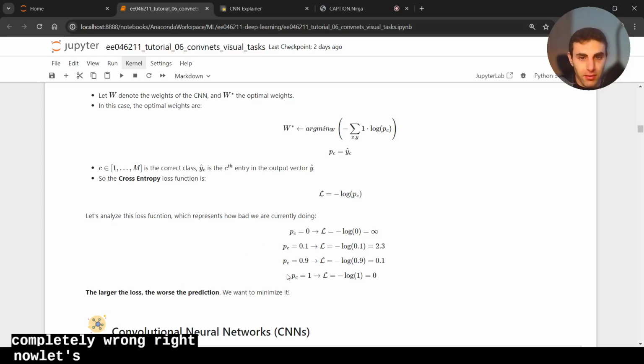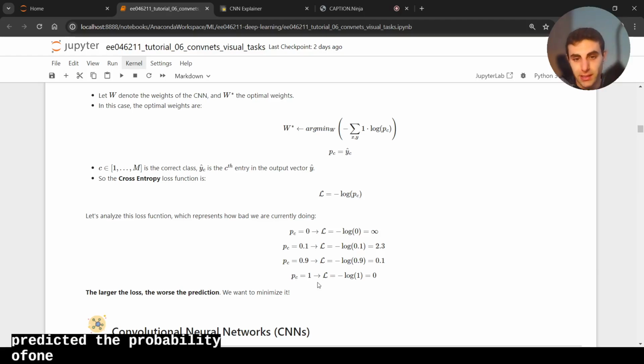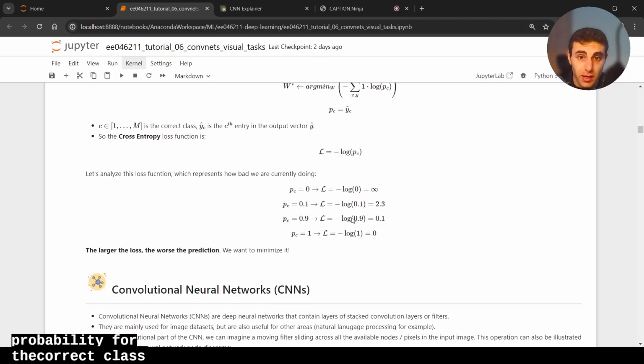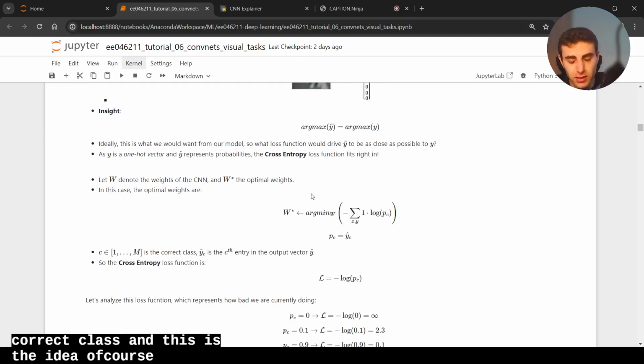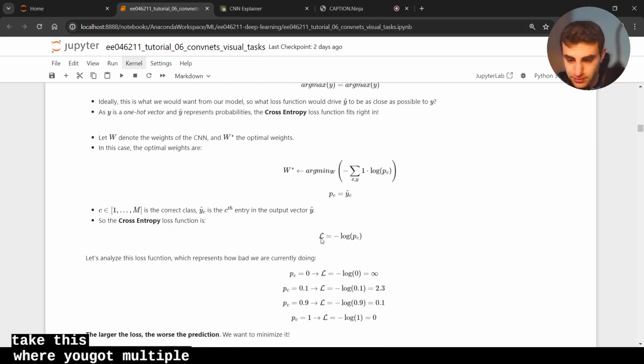Now let's take the other extreme. If your network predicted a probability of 1 for this entry, then the loss is 0, exactly what we wanted. But in practice, we will get something in between. As we get close to 1, the loss is lower, and as we get close to 0, the loss is higher. So you want to push your network to predict a high probability for the correct class. This is the idea of cross entropy, and of course, you take this over the entire batch, where you get multiple examples.